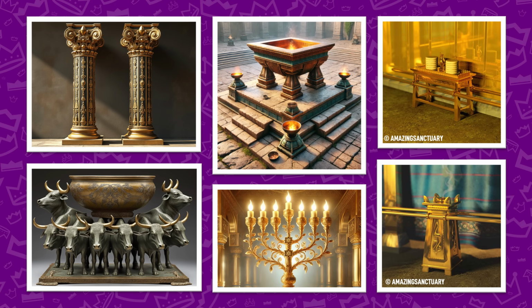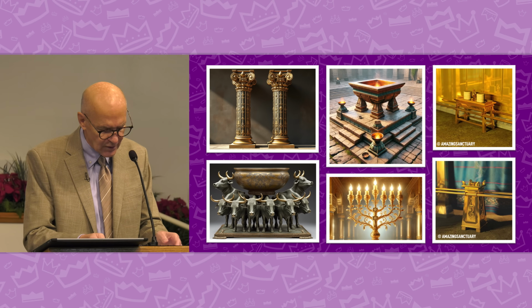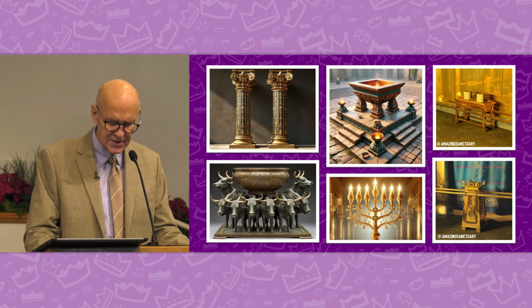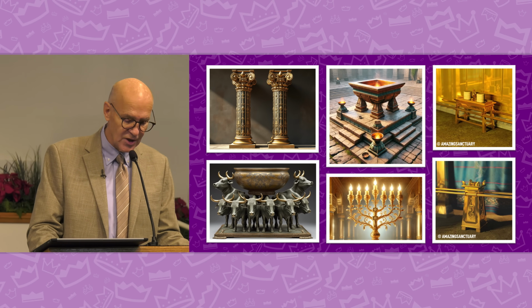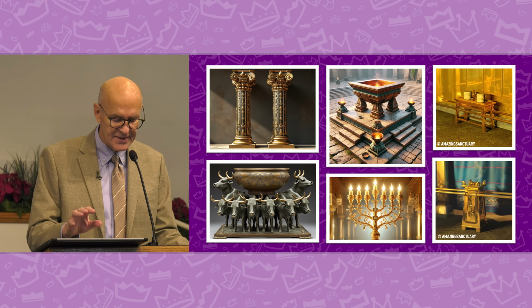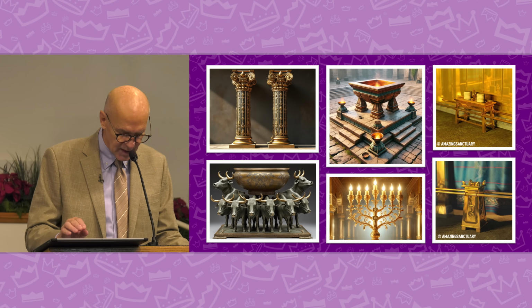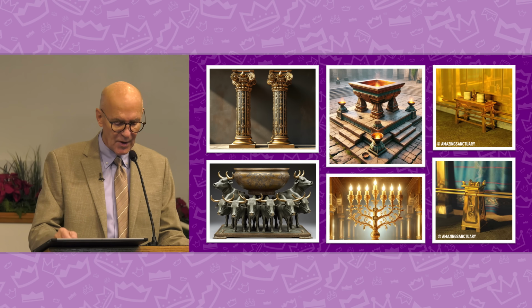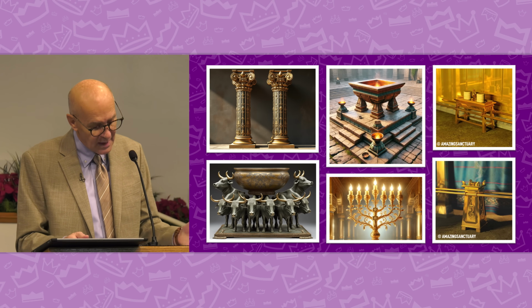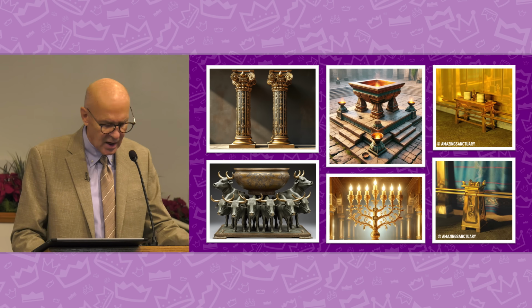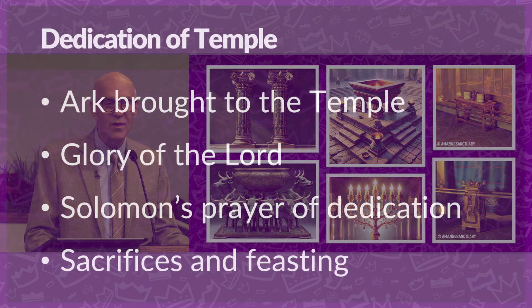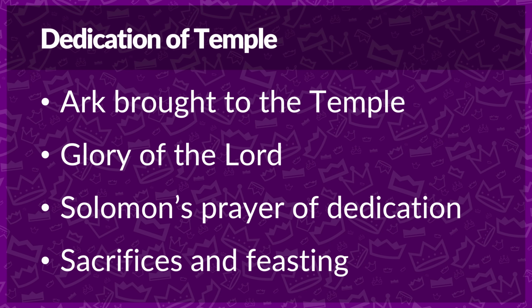bronze pillars named Yakin and Boaz, the bronze sea, a large basin for ritual washing, and various other utensils used for worship. The detailed description of the craftsmanship shows the immense care and skill involved in creating objects for worship, emphasizing the sacredness of the temple. In chapter 8, we read about the dedication of the temple, which was the climax of Solomon's efforts, a grand ceremony that marked the fulfillment of God's promises.